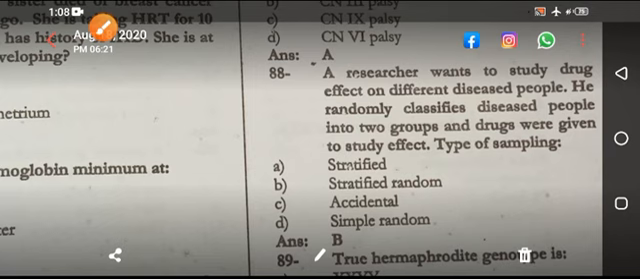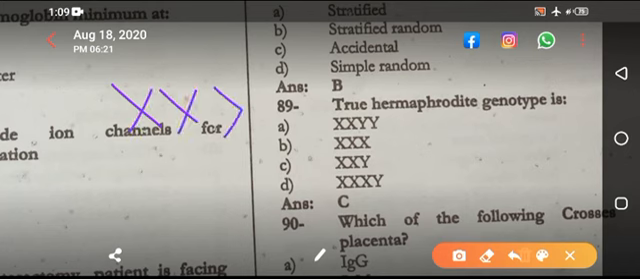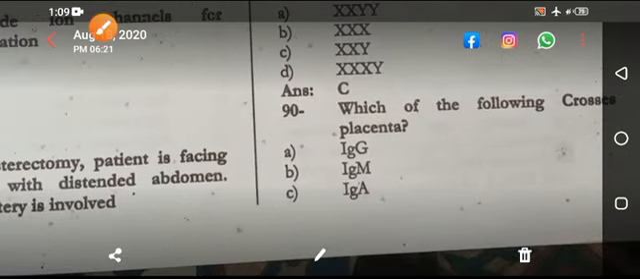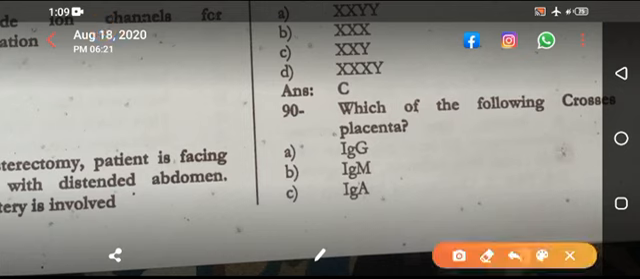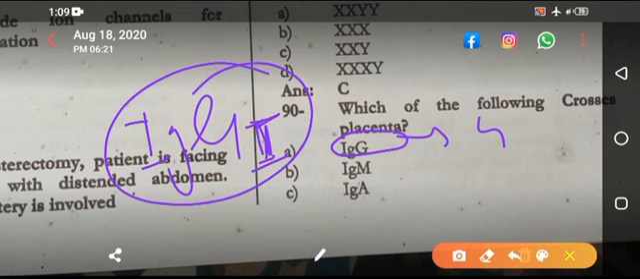A researcher wants to study drug effect on different disease people. He randomly classifies disease person into two groups and drugs are given to study the effect. Type of sampling is stratified random sampling. True hermaphrodite genotype is already discussed in detail. Double XY, so it is actually the XX. If it is not in the option, then XX is into XY. If that is not in the option, then double XY. One of the following crosses placenta, that is IgG, and among the subtypes, IgG has four subtypes: IgG 1, 2, 3, and 4. It is IgG 1 that is important regarding the immune response.